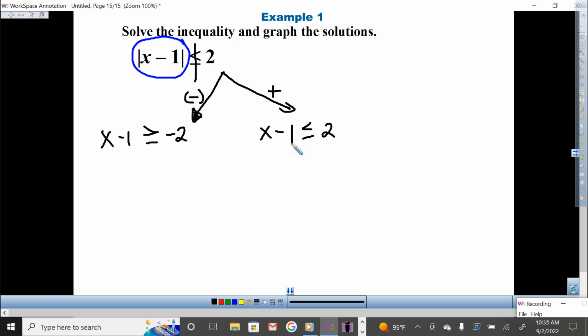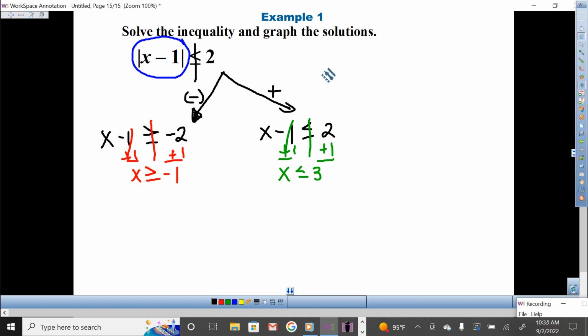All right, I'm going to use red for the first inequality. Let's solve this. What do I do there to leave x by itself, everyone? Plus 1. We got x greater than or equal to negative 1. Let's go to this one over here. Plus 1, using green, x less than or equal to 3. Woo! We good? All right, but it says to graph the solution.